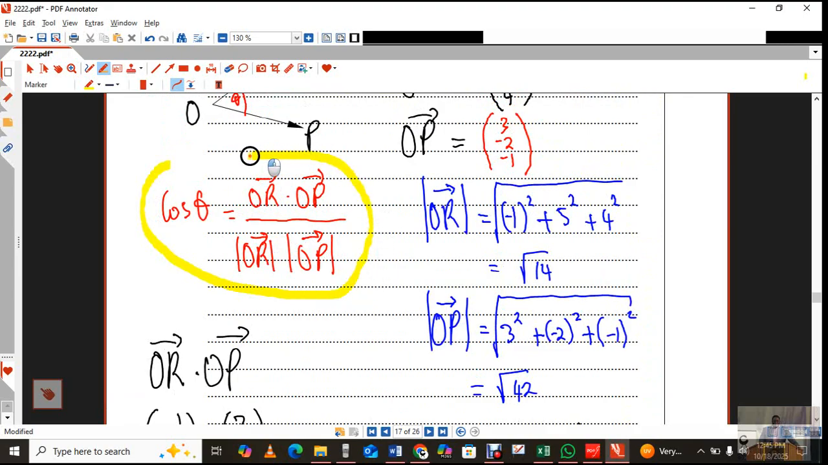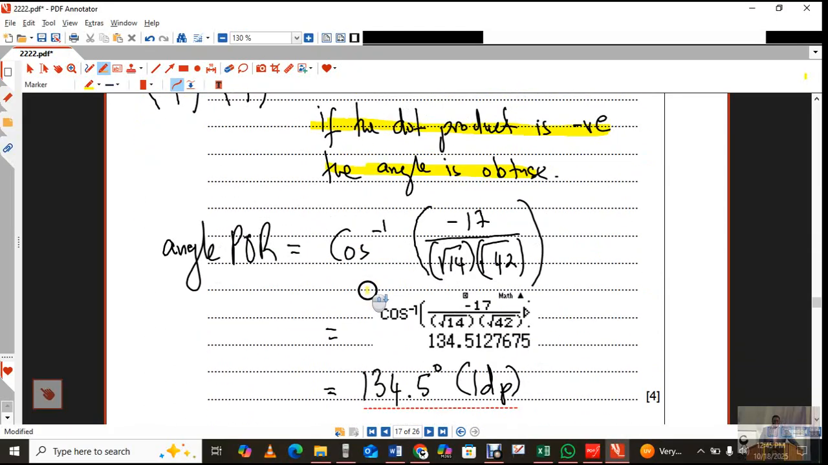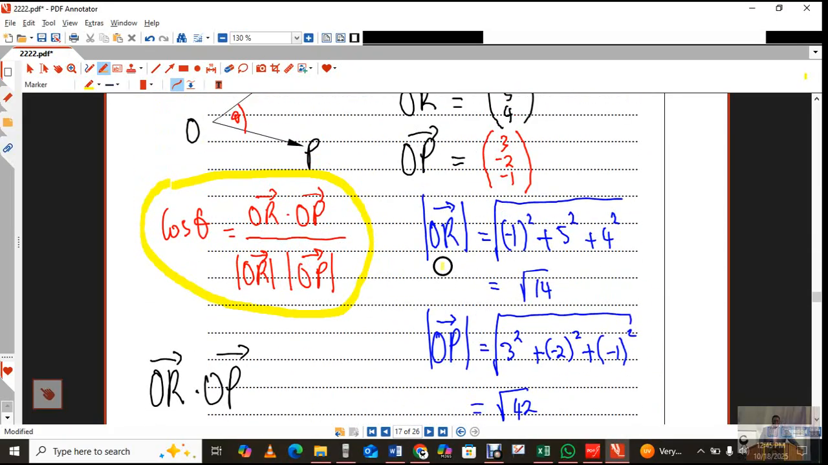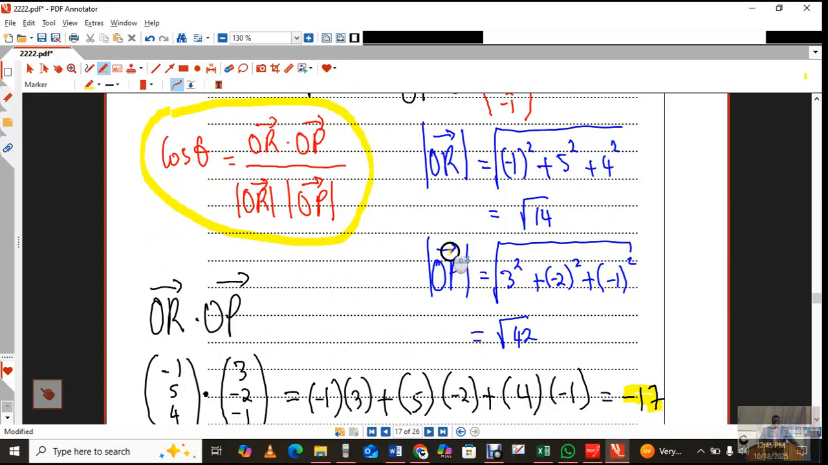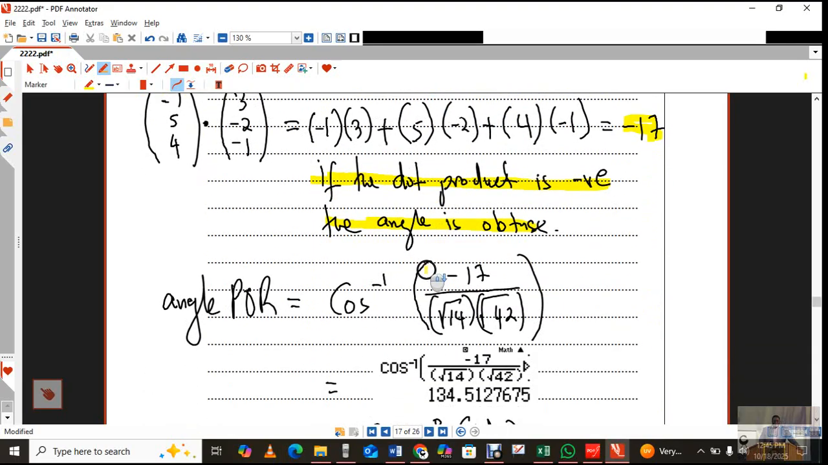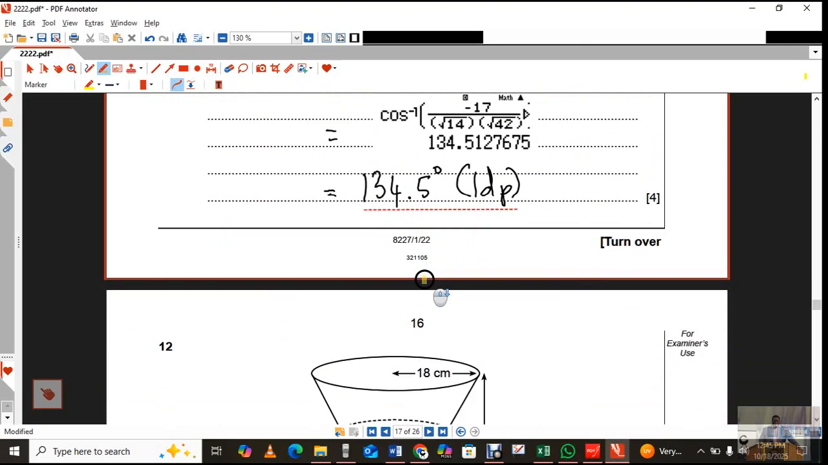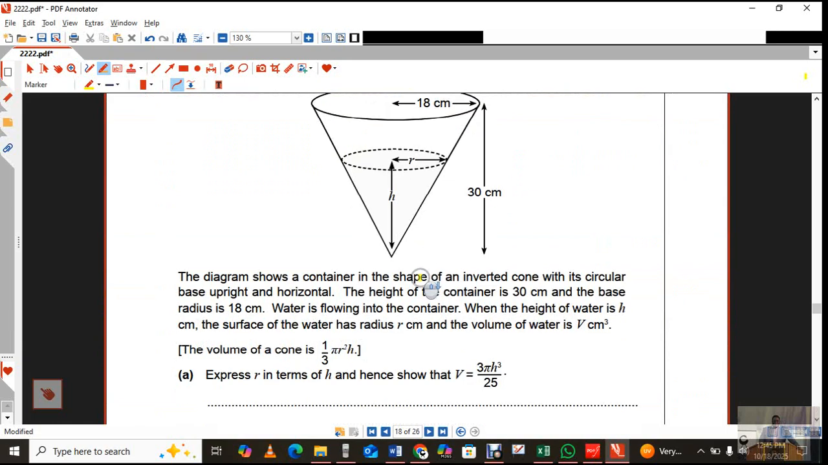They might be given to you as the vector A dotted with vector B over the modulus of vector A multiplied by the modulus of vector B. And you just have to make sure that you have the correct vectors, and then you work the magnitudes and you work the dot product and you substitute into the formula in order for you to calculate what is missing.